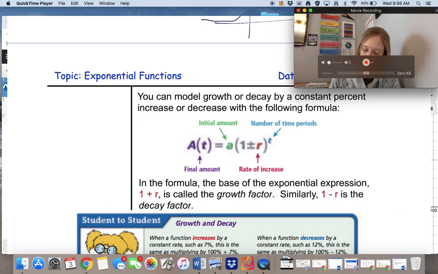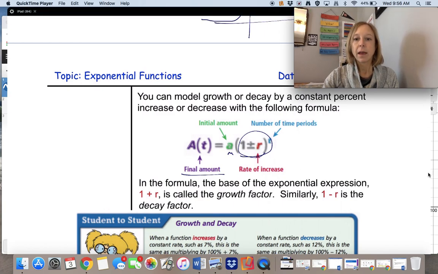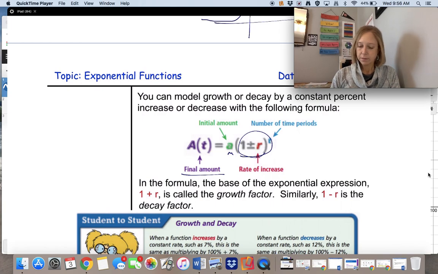So we have our final amount here on the left. And then we have an initial amount that we'll put in as our multiplier. The rate of increase or decrease goes in the parentheses. And notice it has the 1 plus or minus. So if you have a rate increase of 5%, you would add 0.05 because it's an increase, so you add, and a percent you change to a decimal. If it is a decrease of 5%, we would subtract. We subtract for the decreases, add for the increases. And then t is the number of time periods.